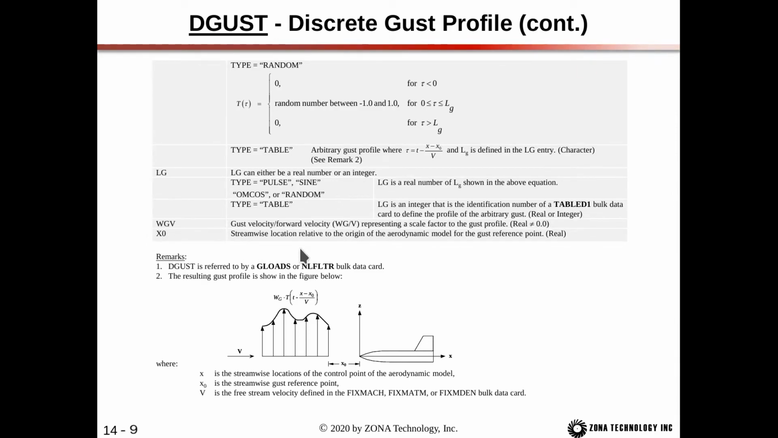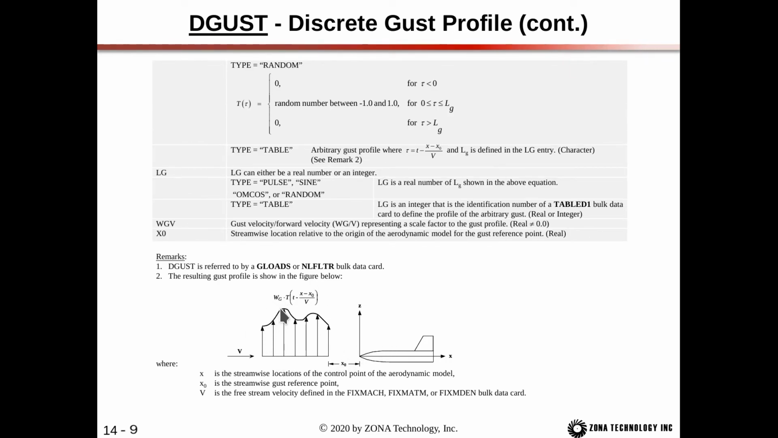WGV is the gust velocity divided by forward velocity, which represents a scale factor to the gust profile. So you as the user must calculate this value and put it in the card. And then x naught is the streamwise location relative to the origin of the aerodynamic model for the gust reference point. So here's a diagram illustrating how the discrete gust profile is set up.